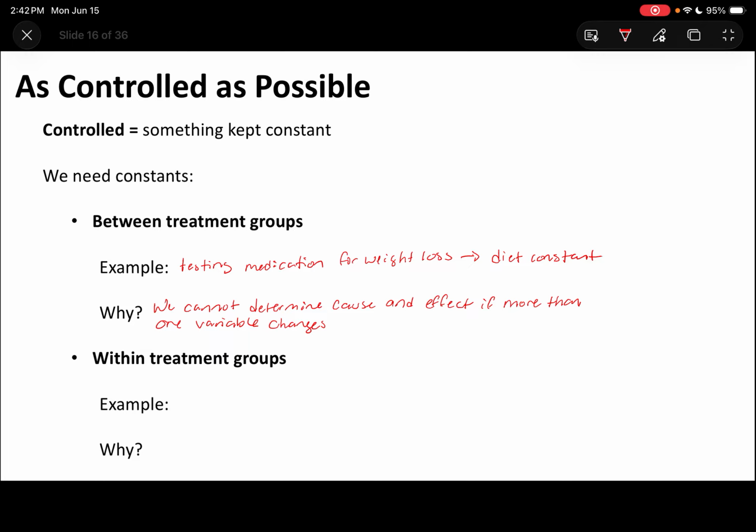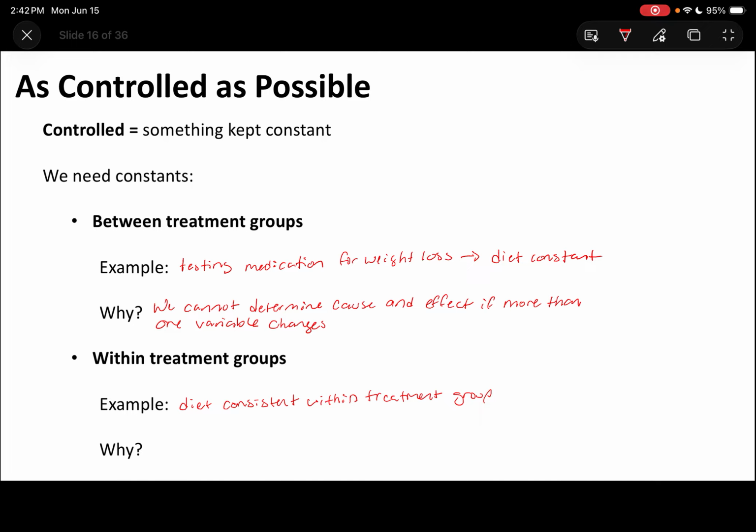We're also going to want to try and keep things controlled within the treatment groups as well amongst the subjects. So for example, we'd also want to make sure that not only is diet consistent between treatment groups, but we'd also want diet consistent within the treatment group as well. The why isn't necessarily cause and effect. It has to do with variation.